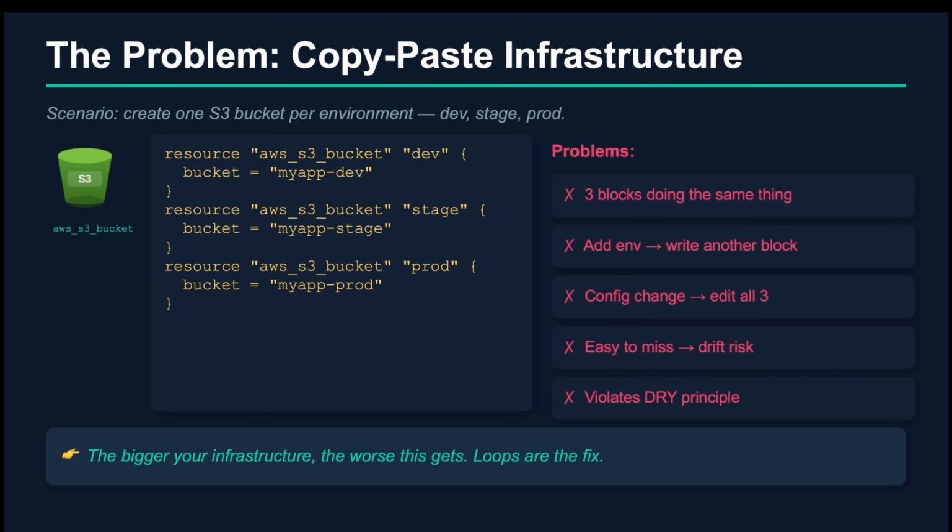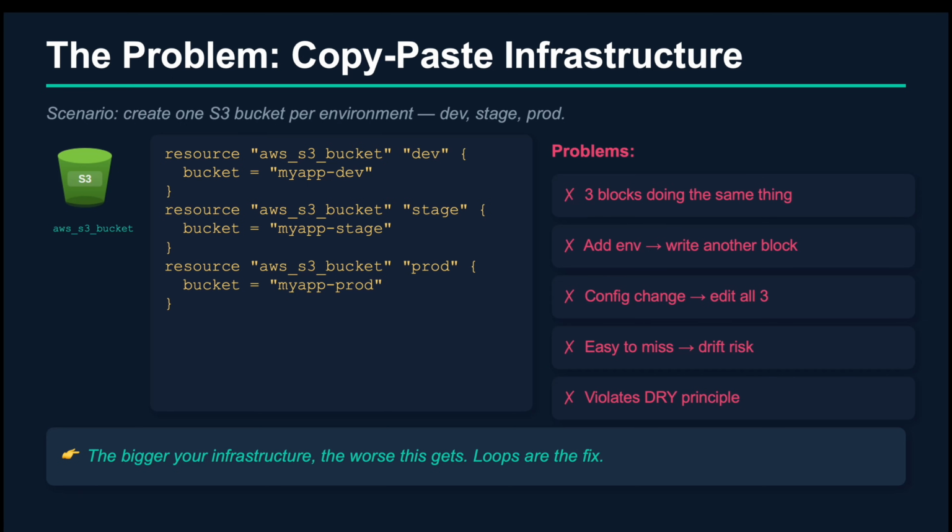So first, the problem. Before we look into the solution, let's understand the problem they solve. Imagine your team needs one S3 bucket per environment: dev, stage and prod. Without loops, you write three separate resource blocks, one for dev, one for stage, one for prod. Each block looks almost identical, just a different name. Now look at the problem column on the right. So these are the problems.